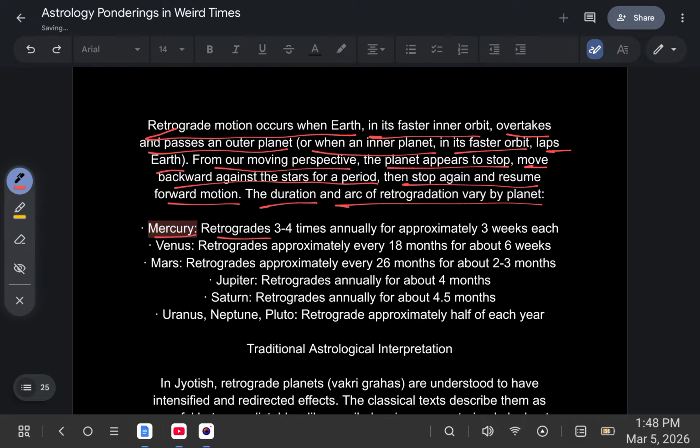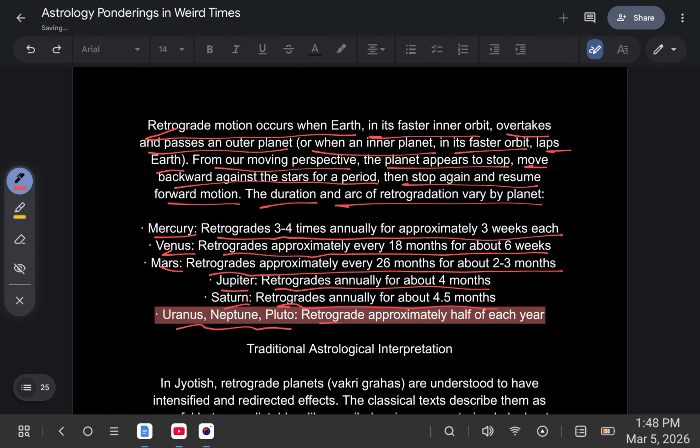Mercury retrogrades 3 to 4 times annually for approximately 3 weeks each. Venus retrogrades approximately every 18 months for about 6 weeks. Mars retrogrades approximately every 26 months for about 2 to 3 months. Jupiter retrogrades annually for about 4 months. Saturn retrogrades annually for about 4.5 months. Uranus, Neptune, Pluto retrograde approximately half each year.